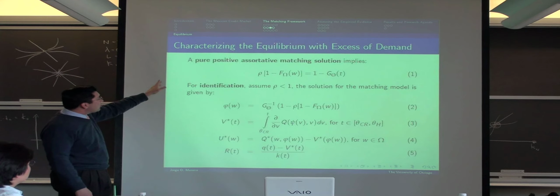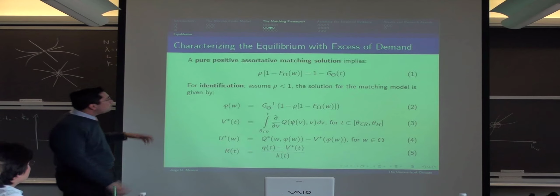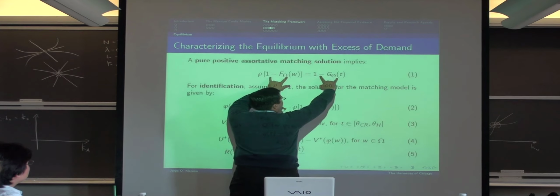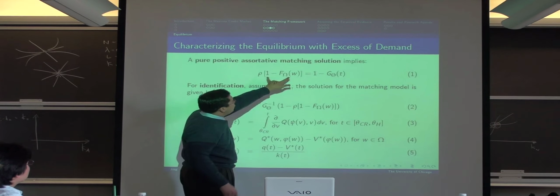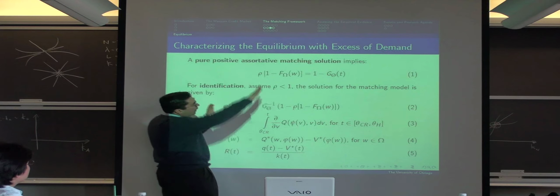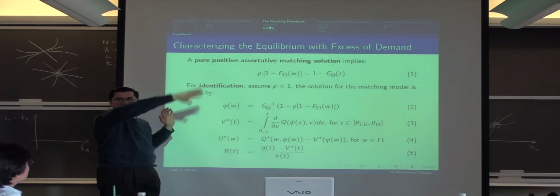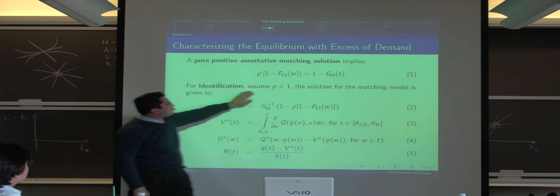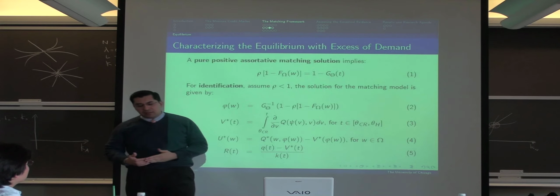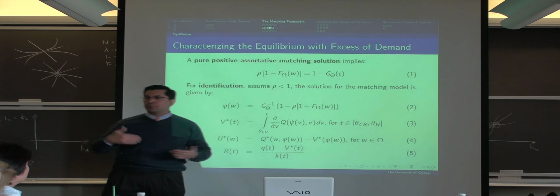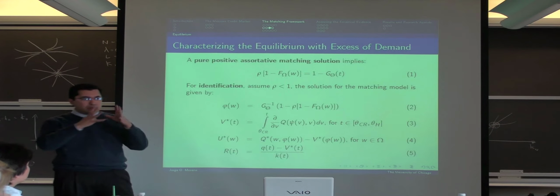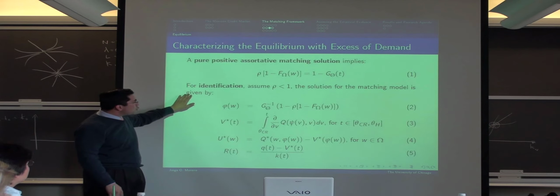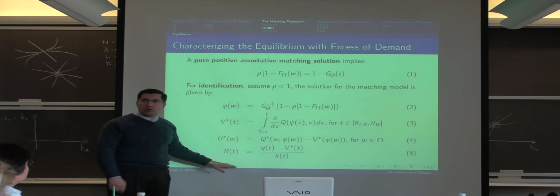Given the pure assortative matching solution, the best entrepreneur is matched with the best bank, and we have the solution for all the market. If rho is lower than 1, that means we have more entrepreneurs than banks in terms of the density, and then the solution of the model is given by these four equations.